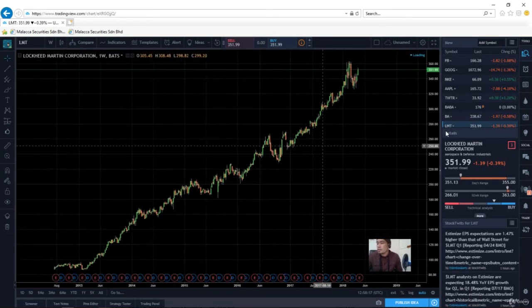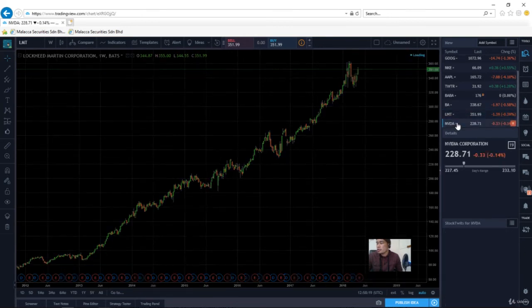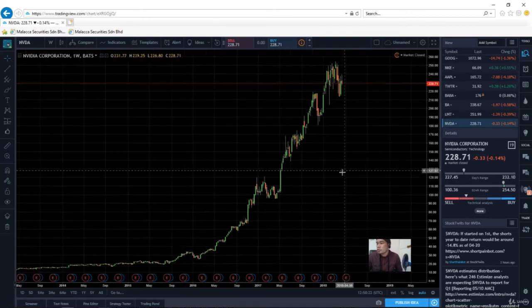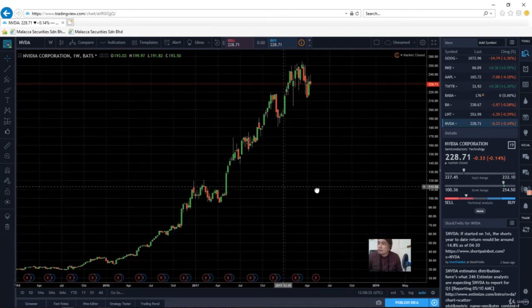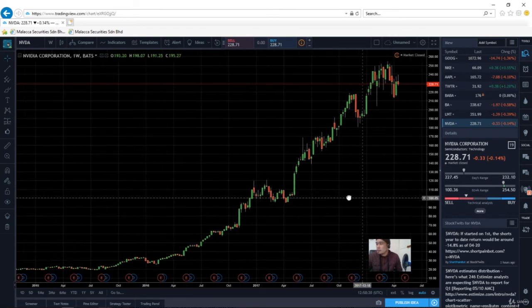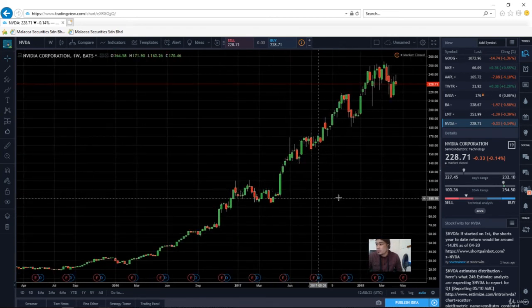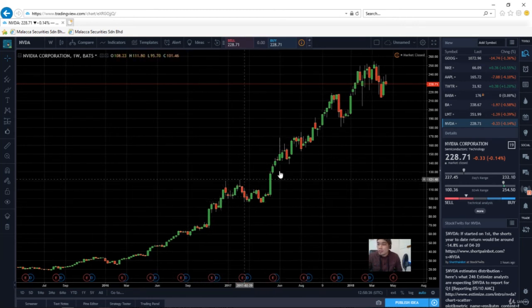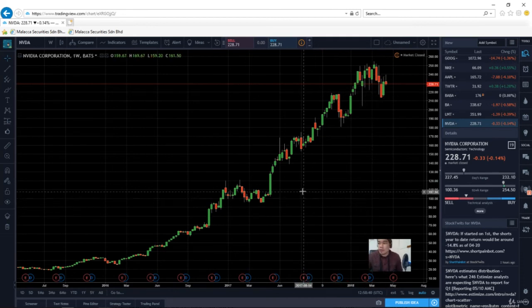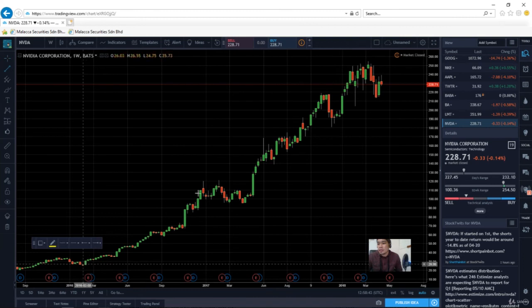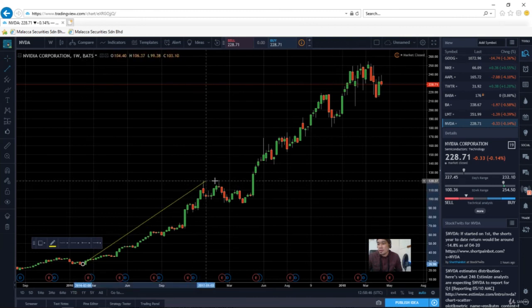Now this Lockheed Martin. So this is Nvidia. Now we can see that there's a lot of retracement, a few retracements. We can see it happened here, it happened here, and happened here. So what did you notice about the price trend? First, buy here.